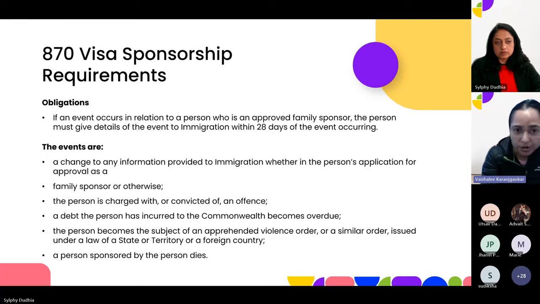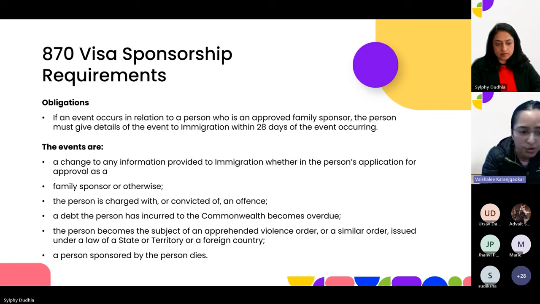There are certain obligations to be met by the sponsor. In case something changes after you have lodged a sponsorship or a visa, it is the sponsor's obligation to inform the department of these changes within 28 days. The changes may include a change in any information provided to immigration. For example, any address change or passport change can be notified through the IMMI account.